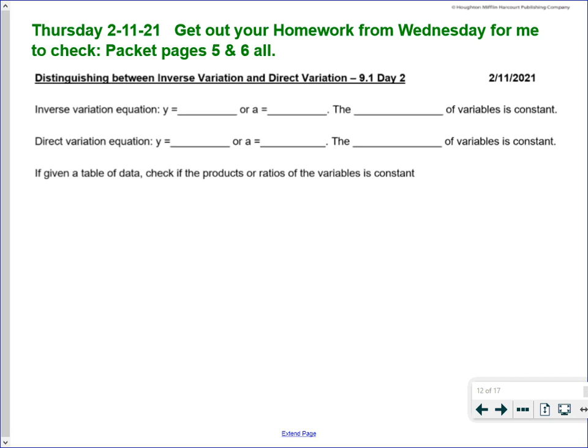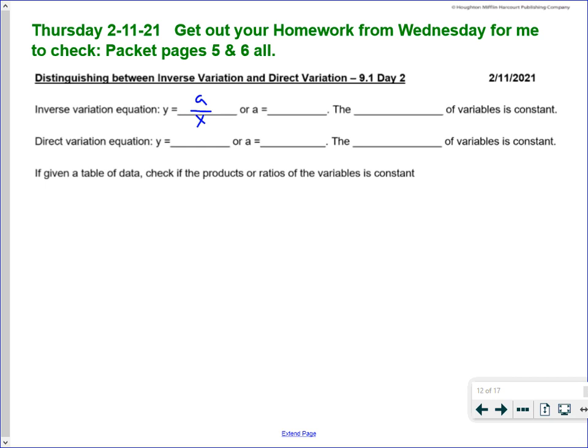Today in this video, we're going to be going over 9.1, day 2. So in this video, we're talking about distinguishing between inverse variations and direct variations. And we learned in the last video and also in the first set of notes that an inverse variation, y is going to equal a all over x, right? A is the constant term, it doesn't change, and it'll be all over the variable x.